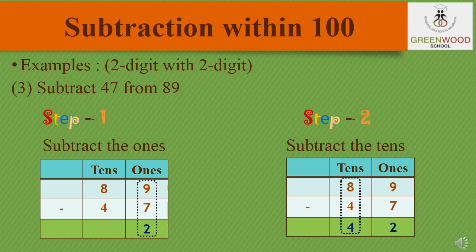Now step 2. Subtract the tens. That is 8 minus 4. Take out 8 fingers, out of which how many do you have to fold? 4 fingers. Now count how many have been left. 1, 2, 3, 4. So 89 minus 47 is 42.